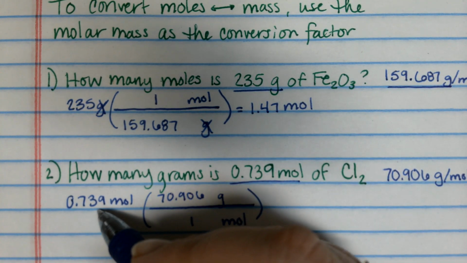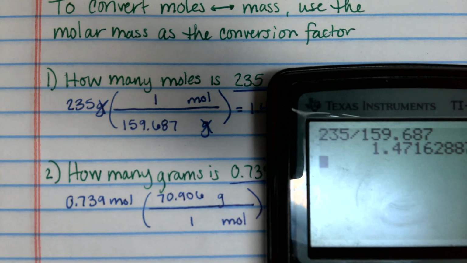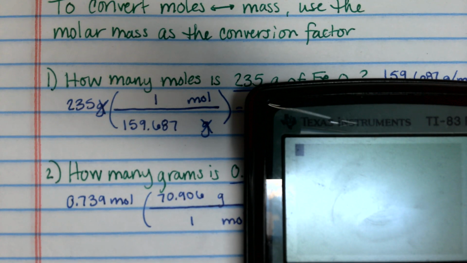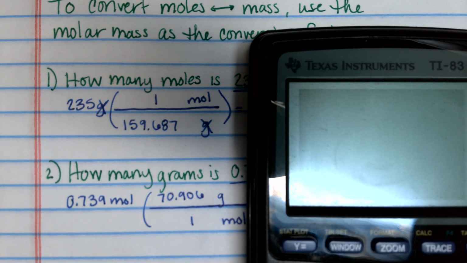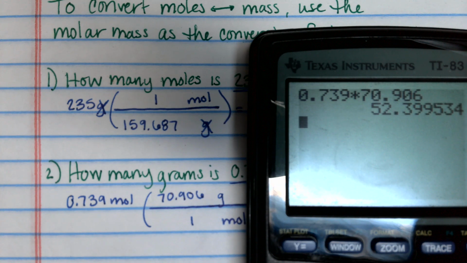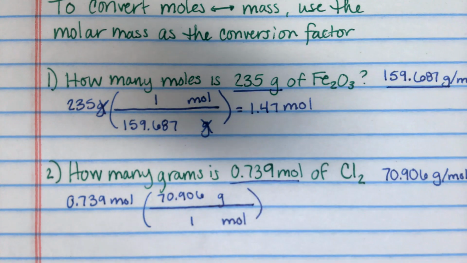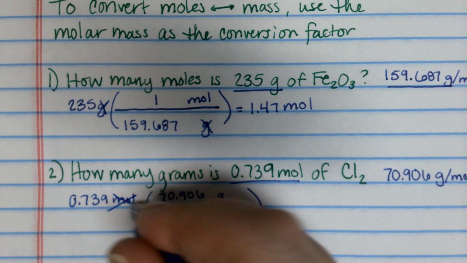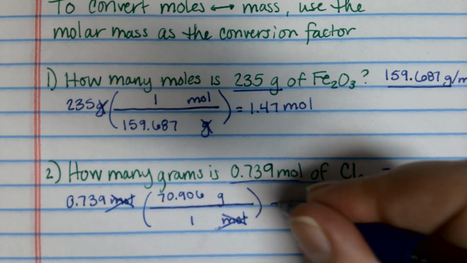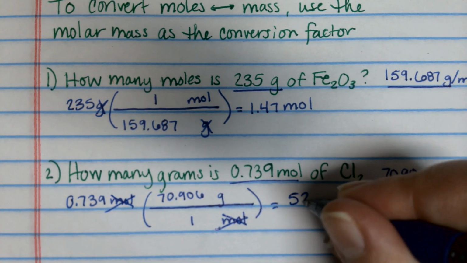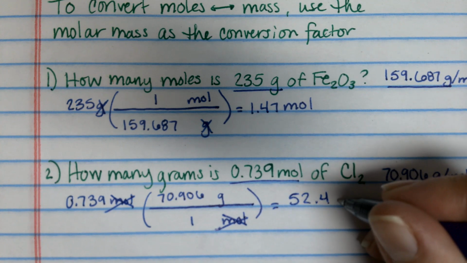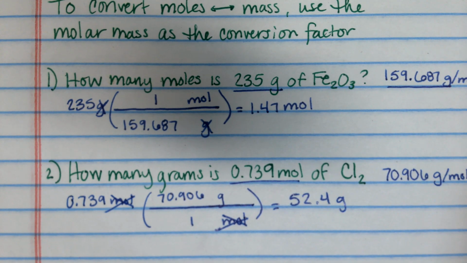Okay, so now this is telling us to multiply these two numbers. 0.739 times 70.906, and we get, once again, 3 digits, so 3 digits here, 52.4. So the moles cancel, leaving us with grams, and that would be 52.4 grams of that substance.